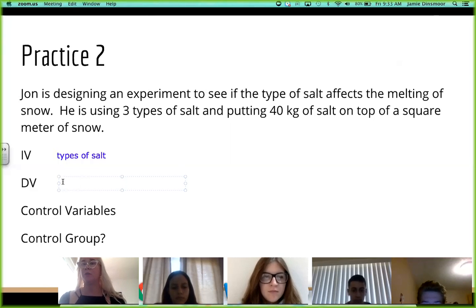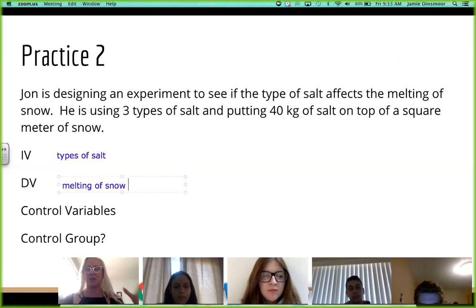Yeah, the melting of the snow. Now, let me ask you guys this. How could we measure that? If we were really going to do this experiment, how could we measure how much snow melts? There's not really a right answer here, but how do you guys think we could do that? If we had a little square space of snow and we're putting salt on it, how can we measure how much actually melts?